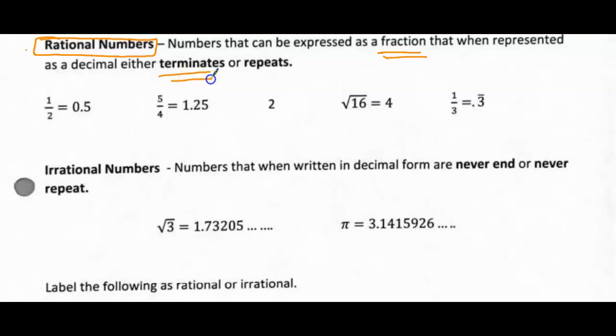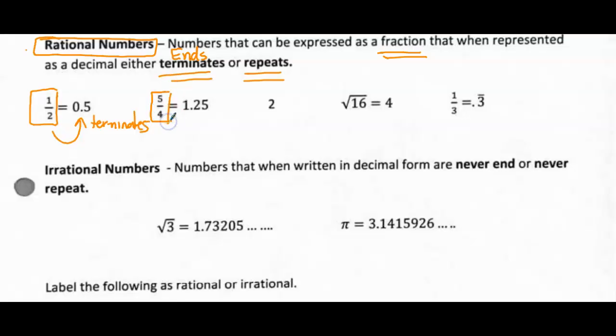It's a terminating decimal or a repeating decimal. Terminate means it ends. Repeat means it repeats. So, 1/2, this is a fraction. That's rational. It can be turned into this decimal. This decimal terminates. These are both examples of rational numbers.